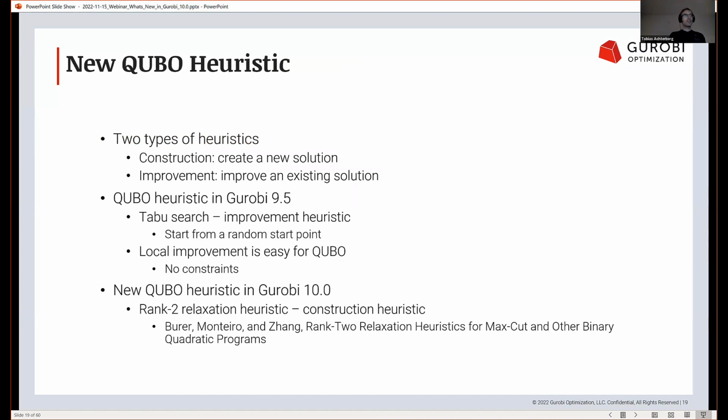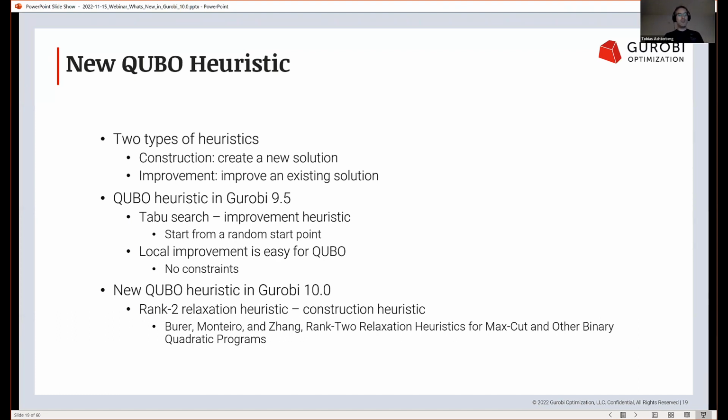So QUBO means quadratic unconstrained binary optimization. This is a very special MIQP, namely one where all the variables are binary and there are no constraints. And when we talk about heuristics, you always have to understand that there are two types of heuristics, namely construction heuristics that just create a new solution out of nowhere, and then improvement heuristics that would allow you to take an existing solution and find a better one, usually in some neighborhood of the existing solution that has a better objective function value.